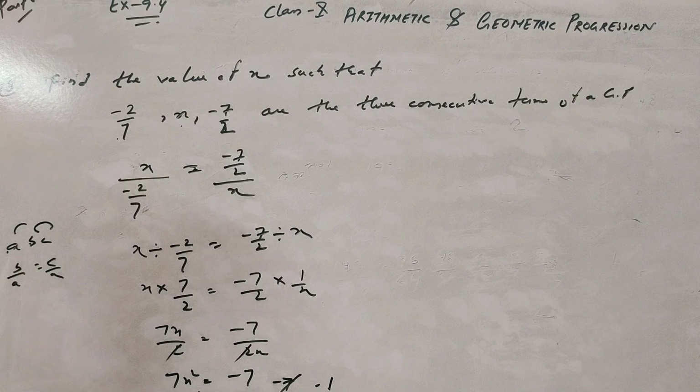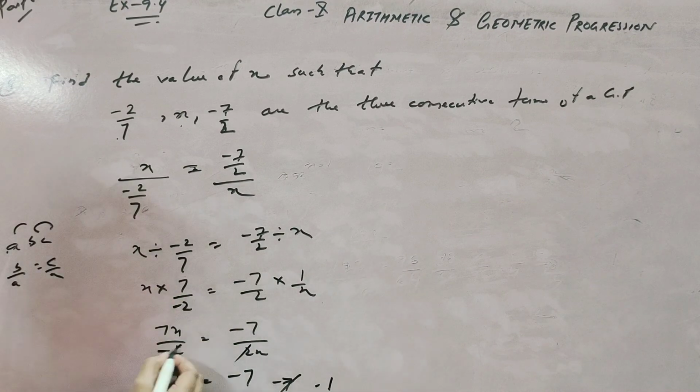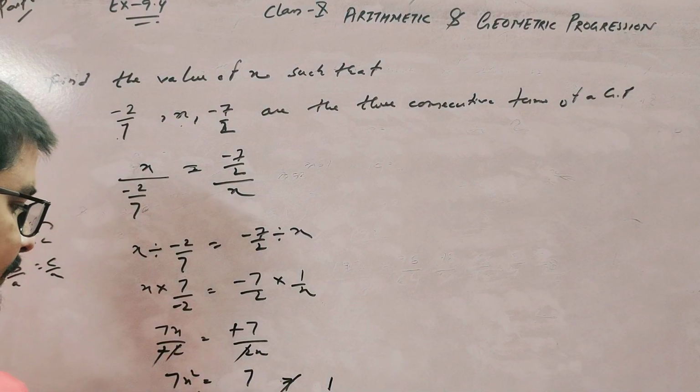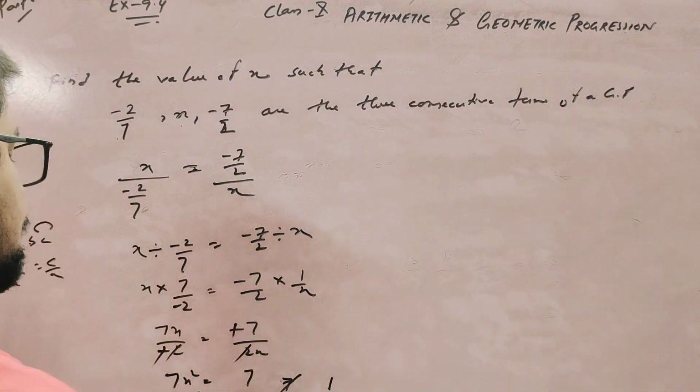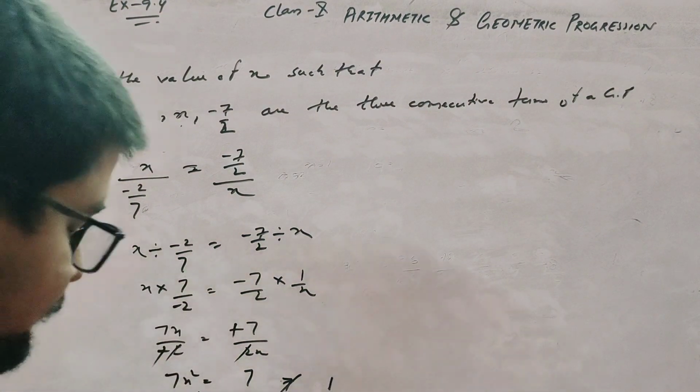Okay, note, not -1. I think the minus here is -2, so minus, minus cancel, this minus, minus cancel, so the answer is only plus root 1, that is plus 1. This -2 and -7, the 2 cancels. Okay, note.